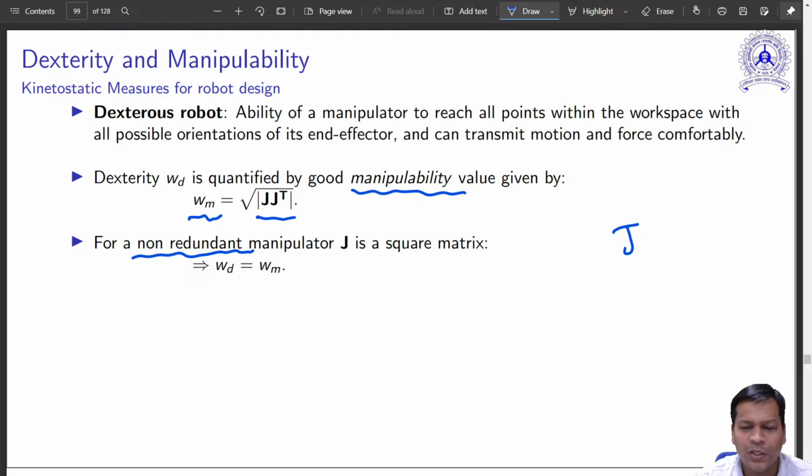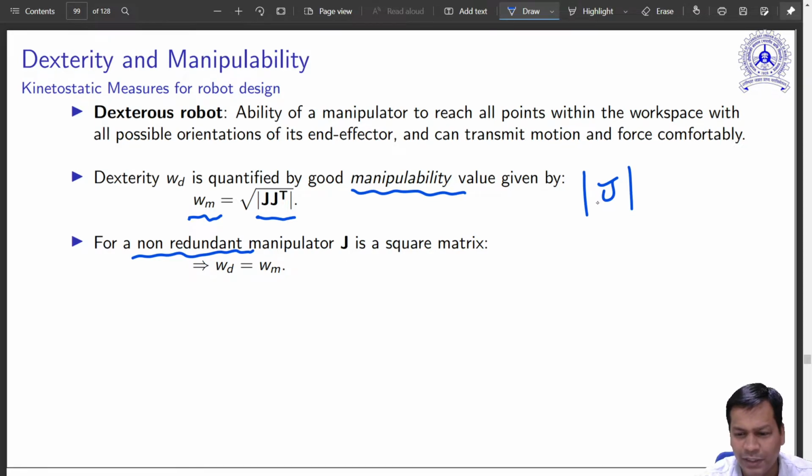Why? Because you can only control roll, pitch and yaw, x, y and z for any end effector, but you have 7 inputs, theta 1 to theta 7. So J is not square and it is a redundant robot. For that, this is not valid. For any non-redundant robot, J is a square matrix and the determinant of J can be computed.